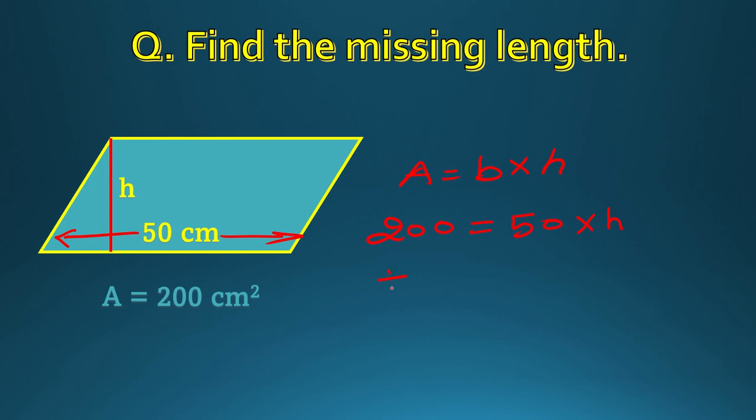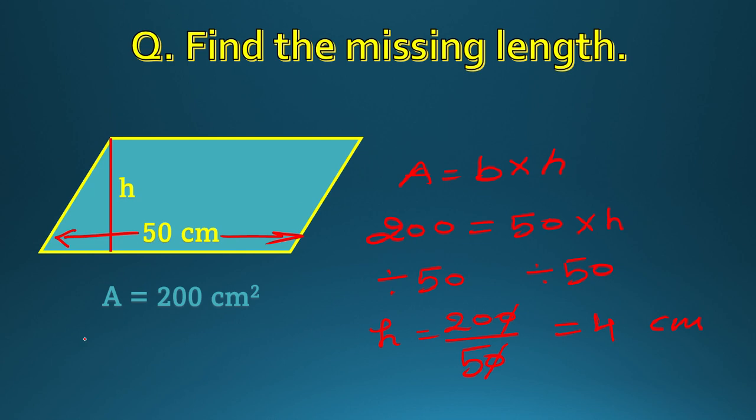So divide both sides by 50 because H is multiplied by 50. So H is equal to 200 divided by 50. So 200 divided by 50, can you do it quickly? 0 and 0 cancel out. So 20 divided by 5 will be 4 centimeter. Okay. So like this, you can find the missing length if all the things are given to you, maybe in any question.